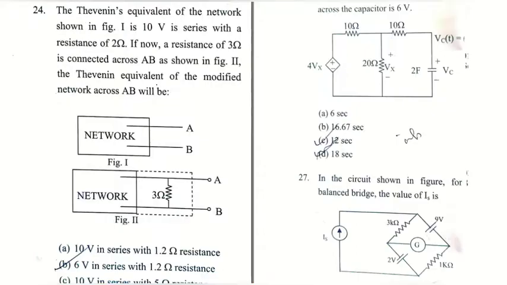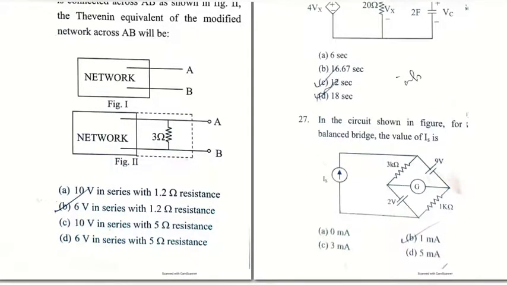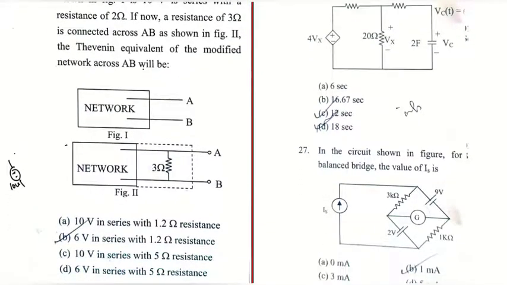Okay, as shown in figure 2, we have to find the Thevenin equivalent of the modified network across AB. So the Thevenin equivalent of this particular network is given in the question. It is a 10 volt source in series with a 2 ohm resistor, right? And another 3 ohm has come here. So now I have to find the equivalent Thevenin voltage and the Thevenin resistance.